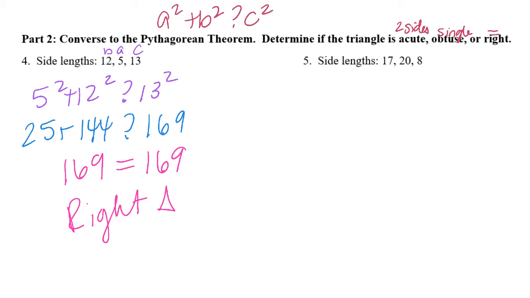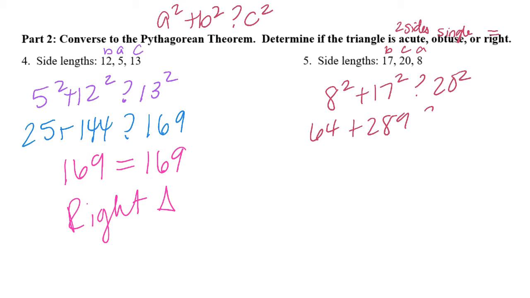All right, looking at number 5, same idea, same process. So A is going to be 8, B is going to be 17, and C is going to be 20. 8 squared plus 17 squared, question mark, 20 squared. 8 squared is 64. 17 squared is 289. And 20 squared is 400, I think.